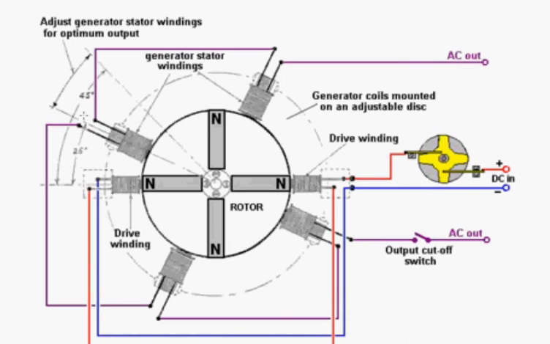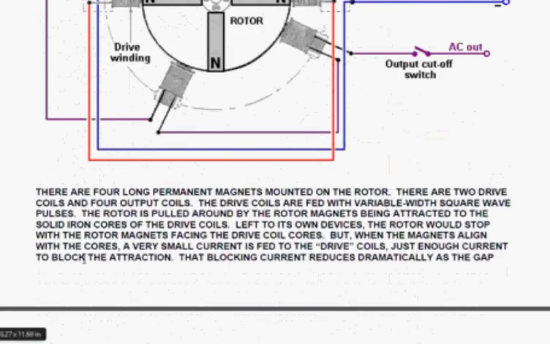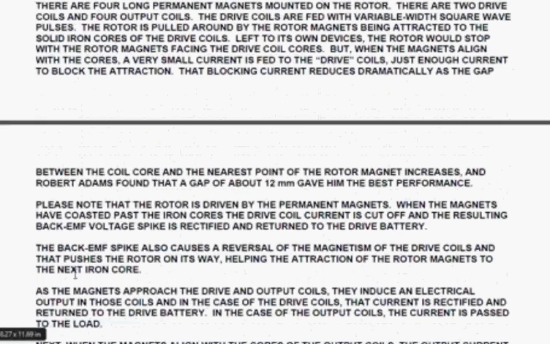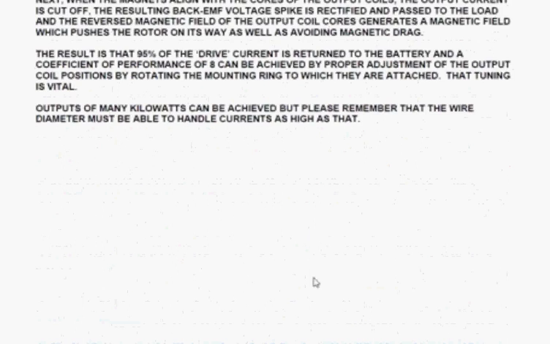You will notice that in this particular diagram, this is one of Robert's diagrams, he puts the angles through which you can adjust the position of the various coils. The four output coils and the drive coils are mounted on a disc which can be rotated. This does require tuning, but you can get a very effective method of generating power doing that. All right, moving on then.